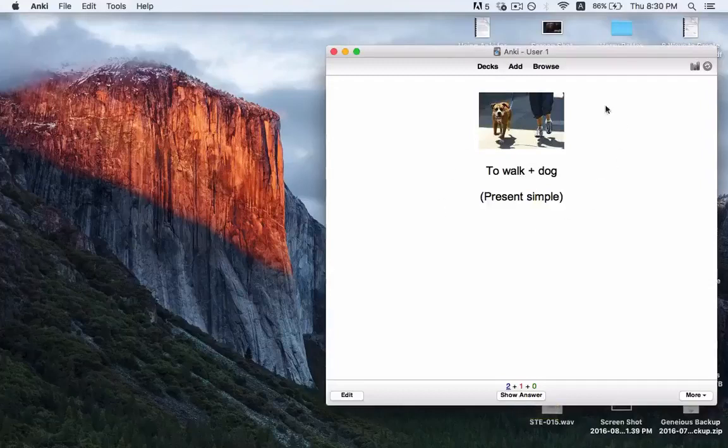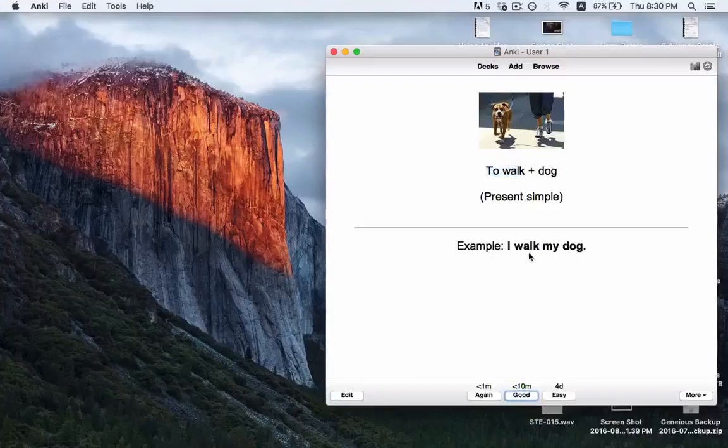The main point of this card type is to force you to create something in your own head, not just reading off a card, using this verb, this noun, and this tense. So it's good practice for that. And you'll get an example sentence on the other side. If you can't come up with anything, I walk my dog. And again, you'll click the button based on how easy you found this exercise. So I'll just say good for now.